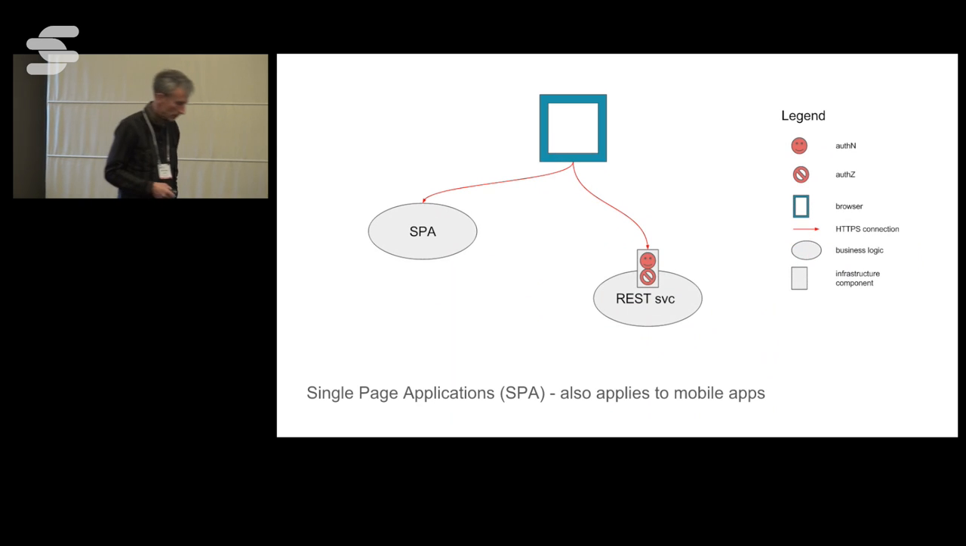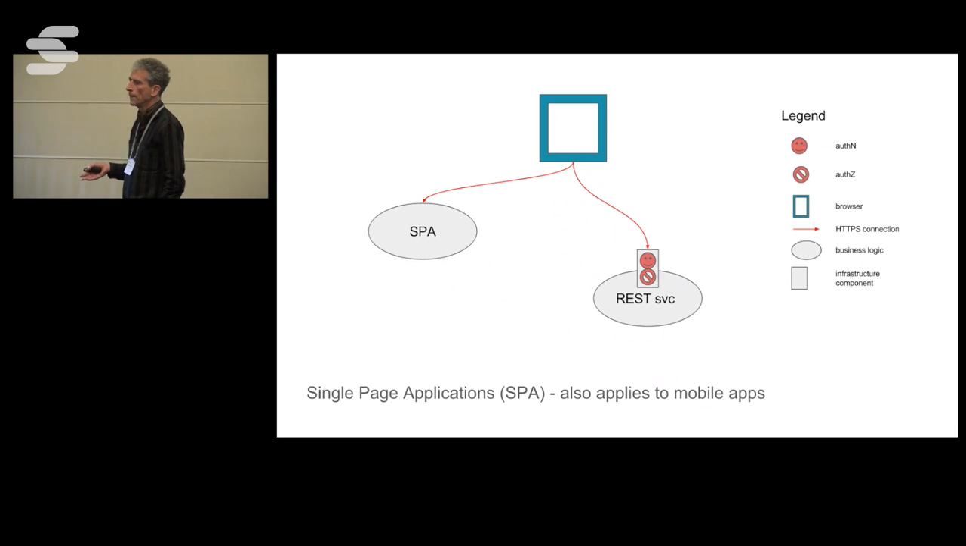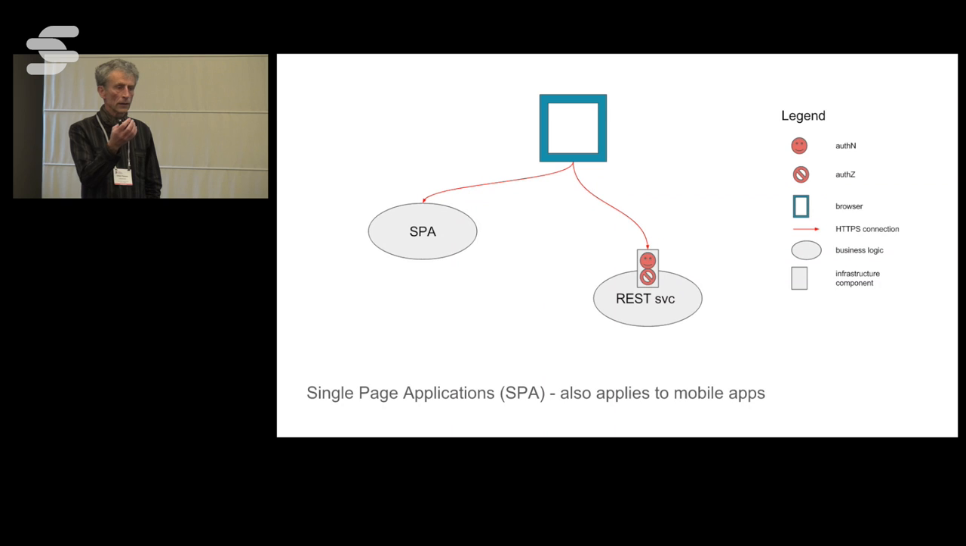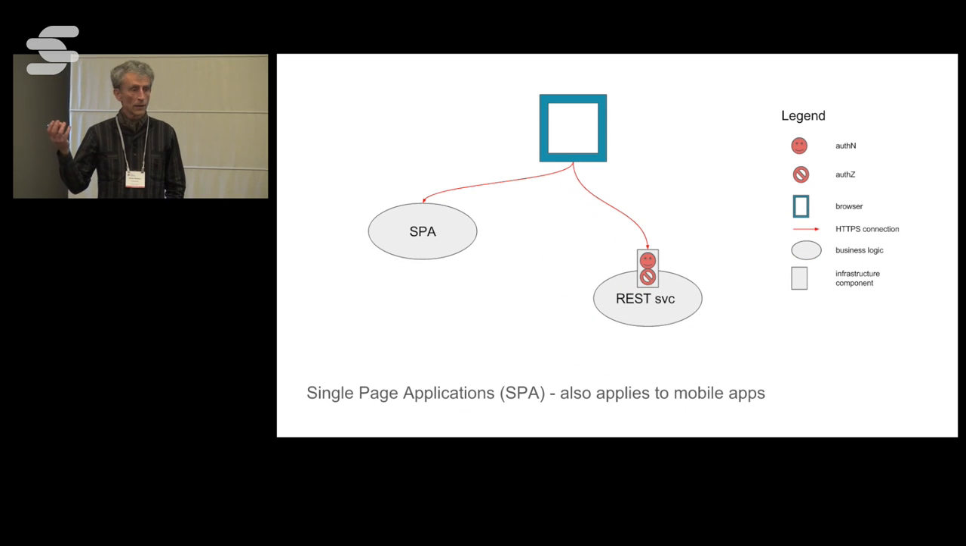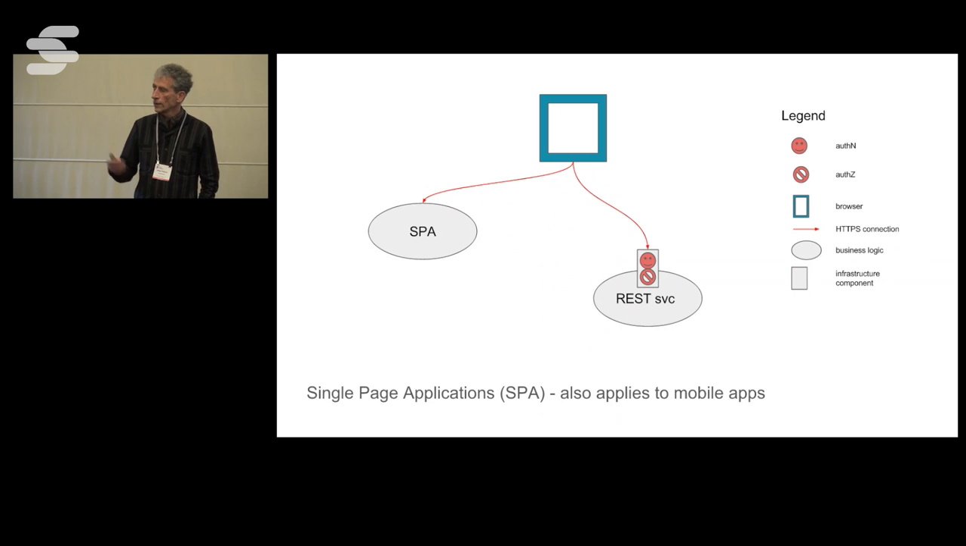In the context of single page applications, what does this become? So you don't have a web app anymore. We're in a context where we are decoupling the single page application from the REST service. The vision of the API economy is that the APIs are implemented by one party and then they are consumed by many others. Third parties all develop clients for the REST APIs, consumers for the REST APIs.